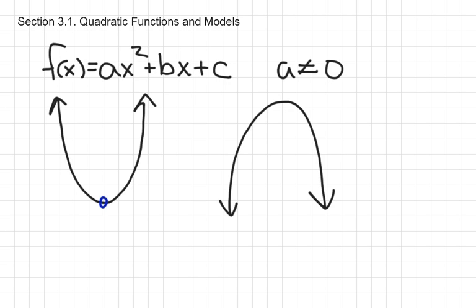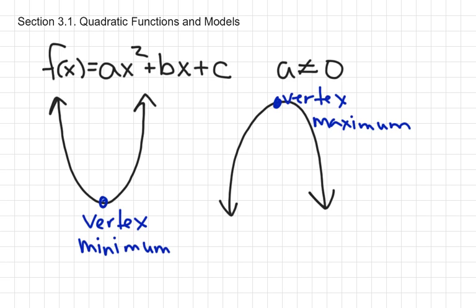The highest or lowest point on a parabola is known as the vertex. And the vertex is going to occur at either a maximum or minimum value, depending on how the parabola opens. If the vertex is at the bottom of the graph, it occurs at a minimum. And if it's at the top of the graph, it occurs at a maximum.